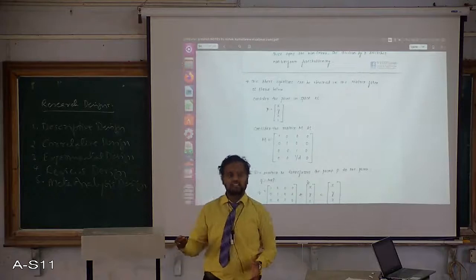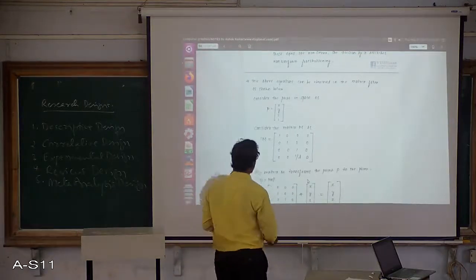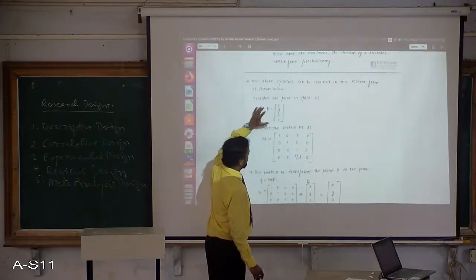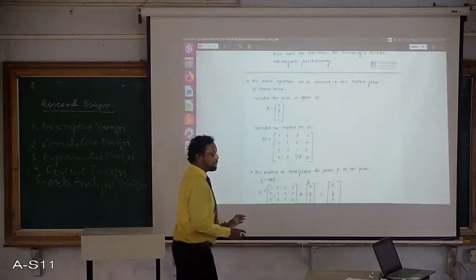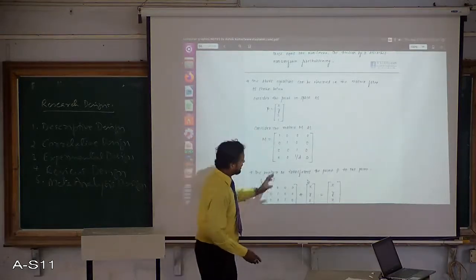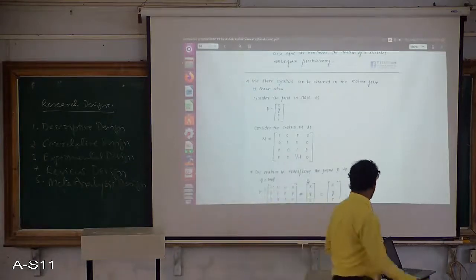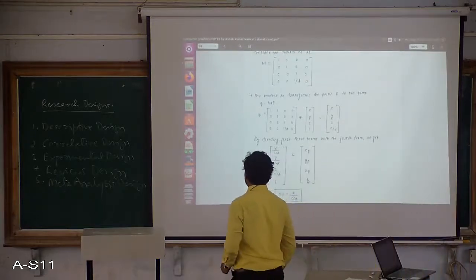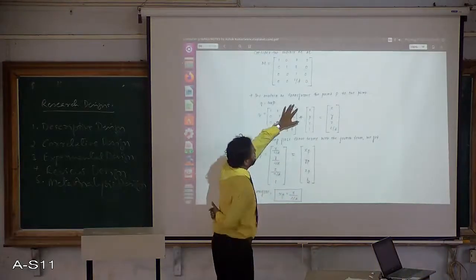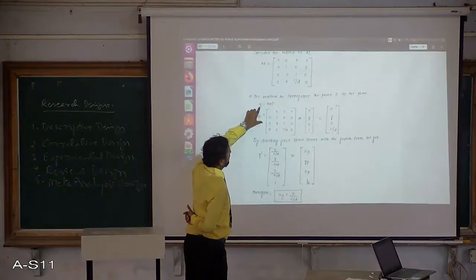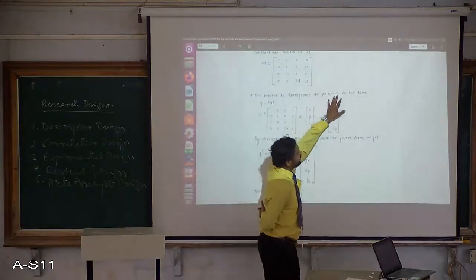Okay, now consider a point P which is already considered, x, y, z and 1, and there is one more matrix M which I am going to consider, this one. That is 1 0 0 0, 0 1 0 0, 0 0 1 0, 0 0 1 by d and 0. Okay, this is one matrix that has been considered. Now the matrix M transforms the point P to the point Q.